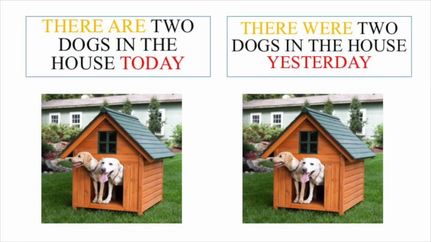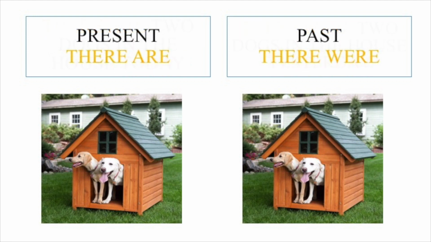Now how many dogs? 2. So what will we say for the present? There are 2 dogs in the house today. But for the past, there were 2 dogs in the house yesterday. Present, there are. Past, there were.